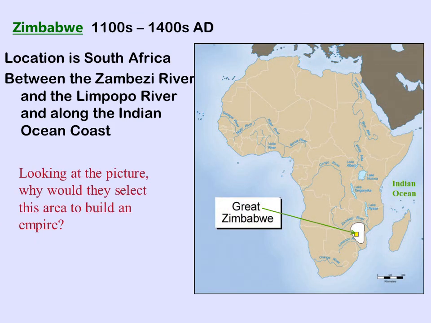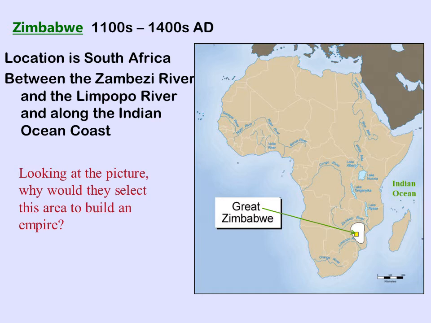All right, so Zimbabwe comes around in the 1100s and exists as an empire or a great kingdom until the 1400s. So again, it's located in southern Africa between two very necessary rivers, the Zambezi and Limpopo. Say that fast three times. And they are also along the Indian Ocean coast. So lots of waterways for them to have easy trade because you can get around very quickly.